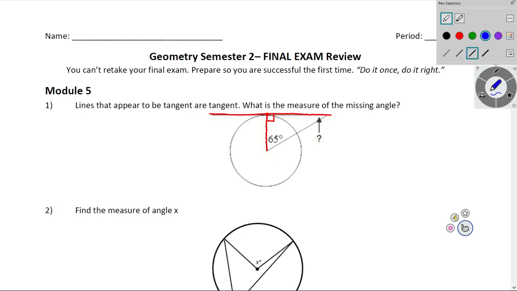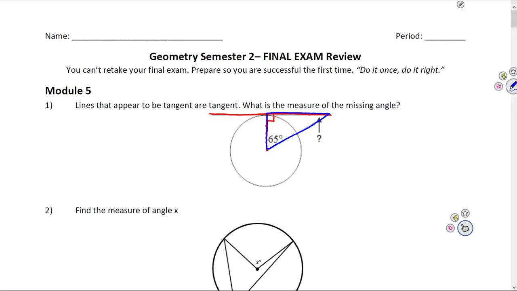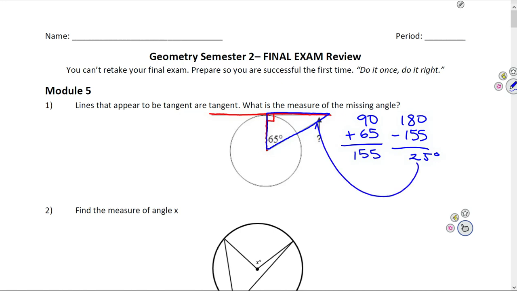If I draw on the third side here, what I do get is a triangle, and not any triangle, but a right triangle. I'm looking for the third angle, and I know two others, so I can add 90 plus 65 and get 155, and then take 180 minus 155 and get 25 degrees, the remaining amount I need to make the full triangle equal to 180 degrees. So the answer is 25 degrees.